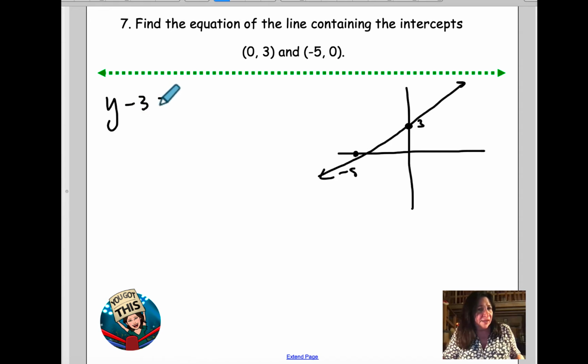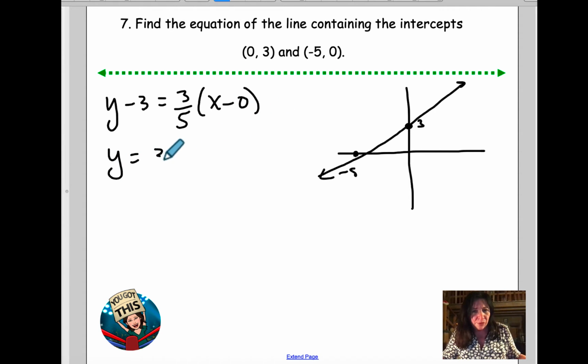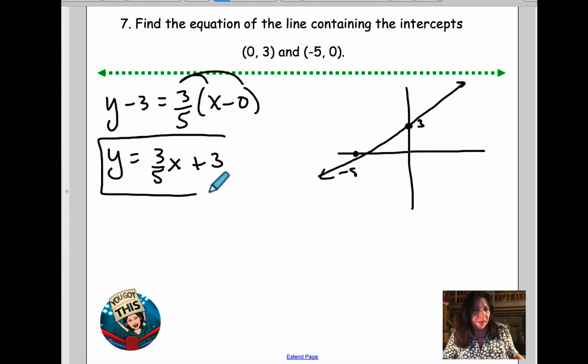Y minus 3 is equal to my slope. Now remember, my slope, rise over run. So this is going to be up 3 over 5. And remember, if it's going up on the right arm up, that means that it's going to be a positive slope, right? So up 3 over 5, so that's 3/5. And then that's times x minus 0. Now, just solving for y, I'm going to get y equals 3/5 times x. I'm distributing. And then times 0, that's gone. And then add 3. So this is my slope-intercept form. Technically, we would be done.